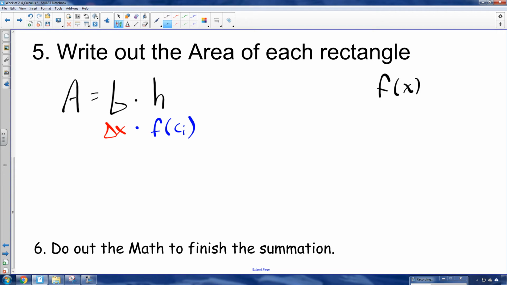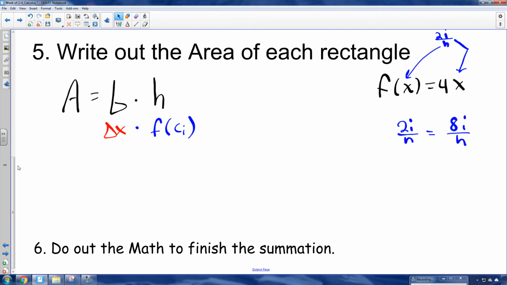And our C sub I, which is going to go here, was 2I over n, right? So that's what's going to go there and there. So we're going to have 2I over n. F of C sub I is equal to 8I over n. So that's what f of C sub I equals. That's the actual height of the bars, each bar, and every bar has a different height, and that's where the I comes in.